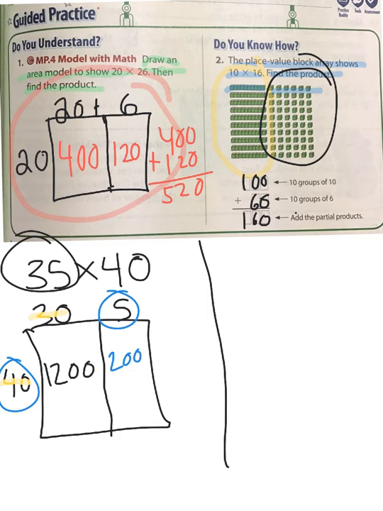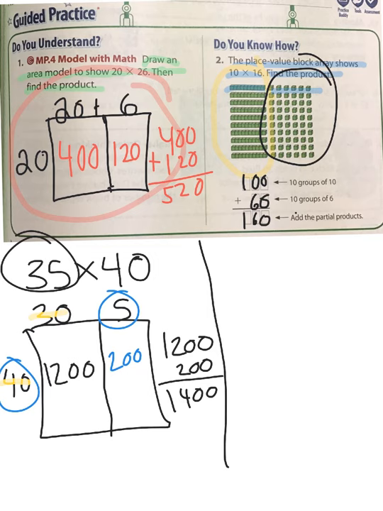Now we need to add our partial products. So we have 1,200 plus 200. Make sure you line up your digits. So our answer is going to be 1,400.